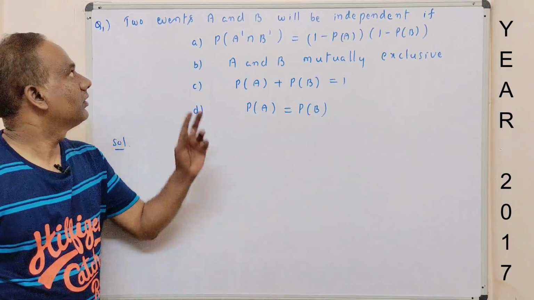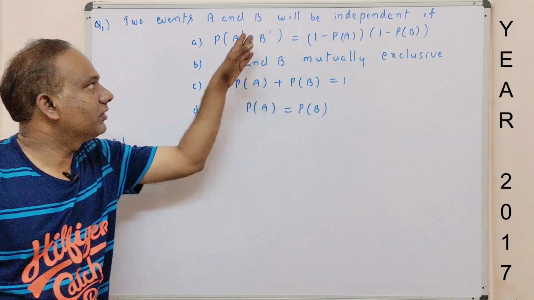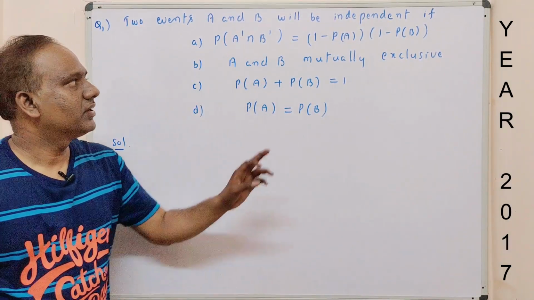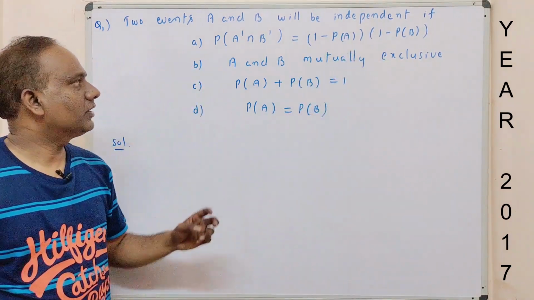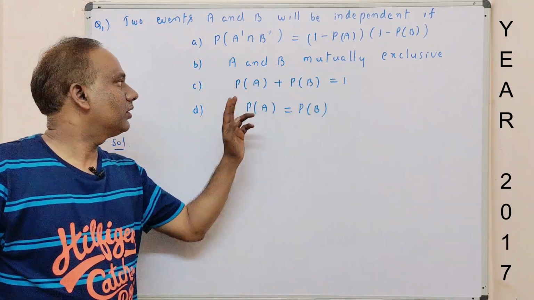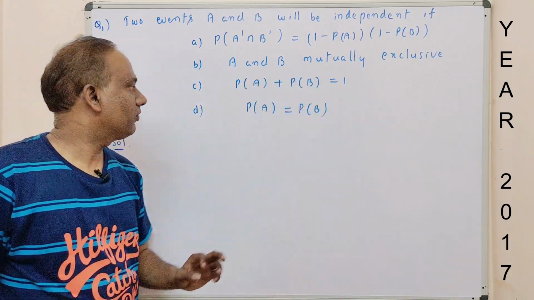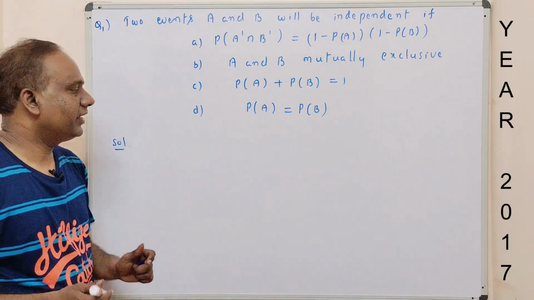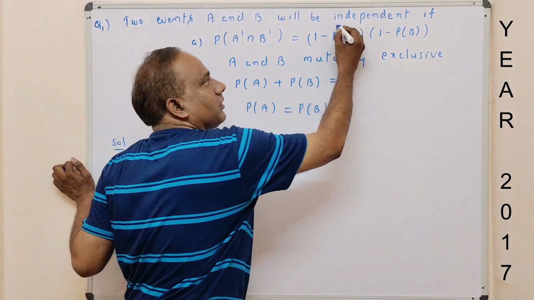So here two events A and B will be independent if these are the conditions. P of A dash intersection B dash is equal to 1 minus P of A into 1 minus P of B, and the second option is A and B are mutually exclusive, and the third option is P of A plus P of B is equal to 1, and the fourth option is P of A is equal to P of B. Actually the condition is here A and B are independent events.